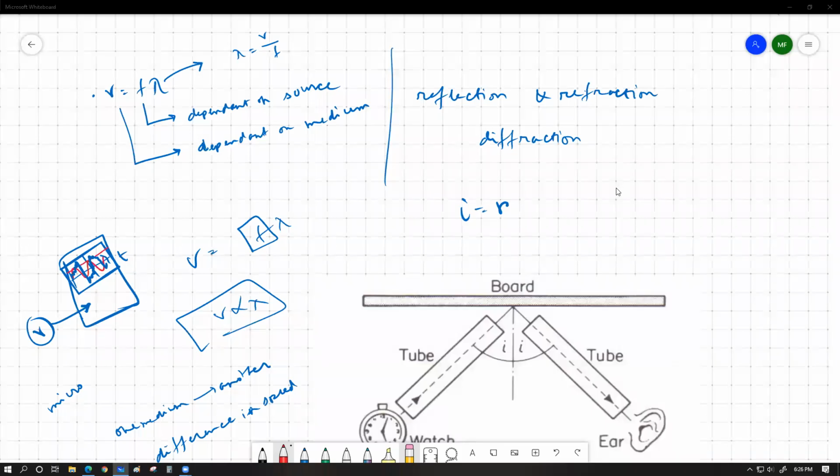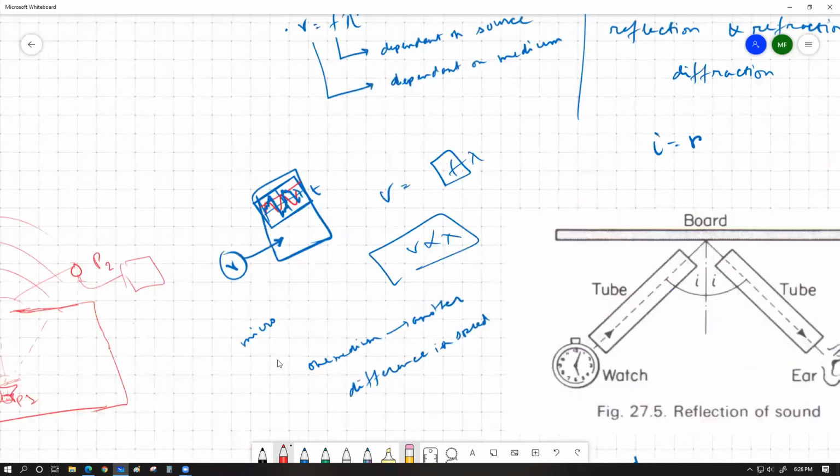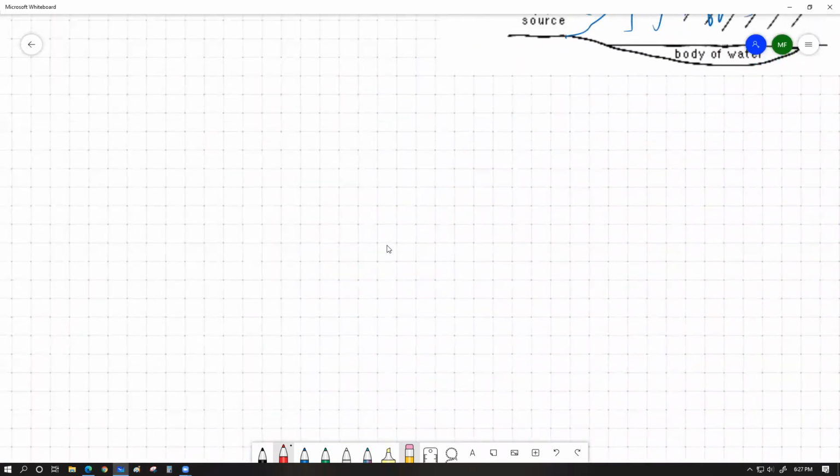We're continuing the lecture on the sound chapter. Today we're gonna see some further discussion about how to measure the speed of sound. There are two methods for this, and then we're gonna see some discussion regarding properties of sound and reflection drawing.